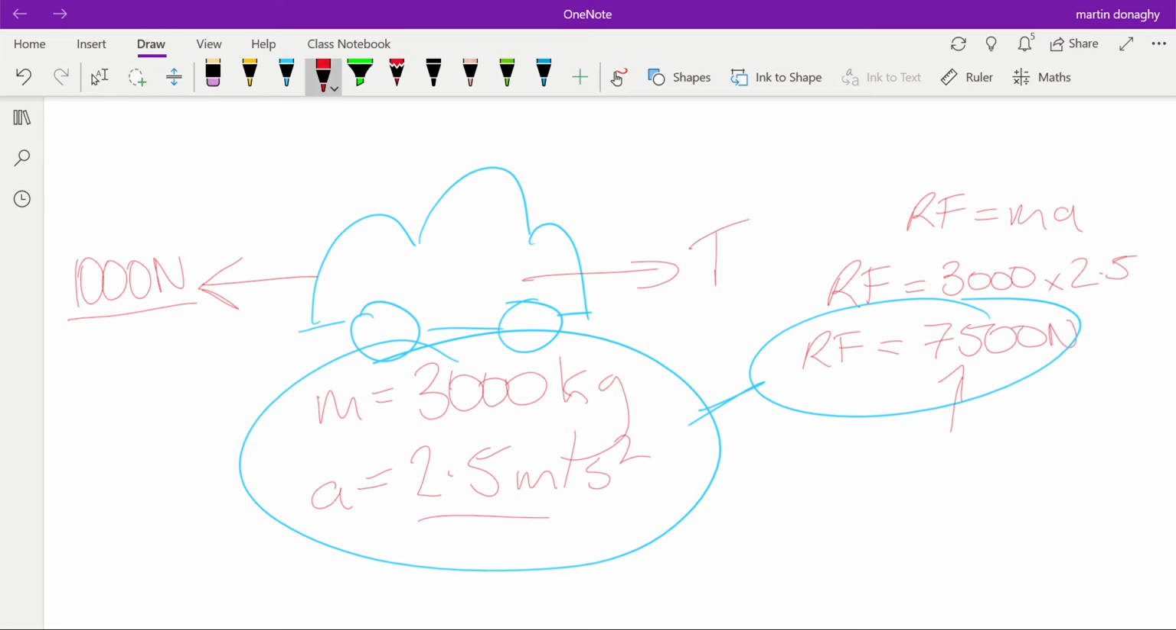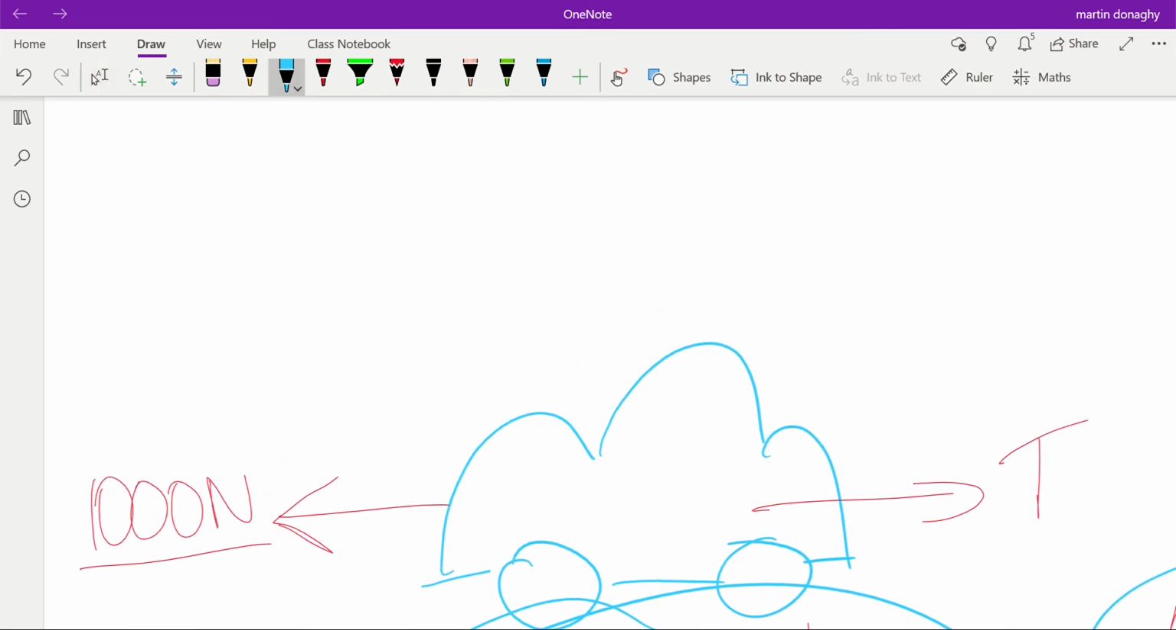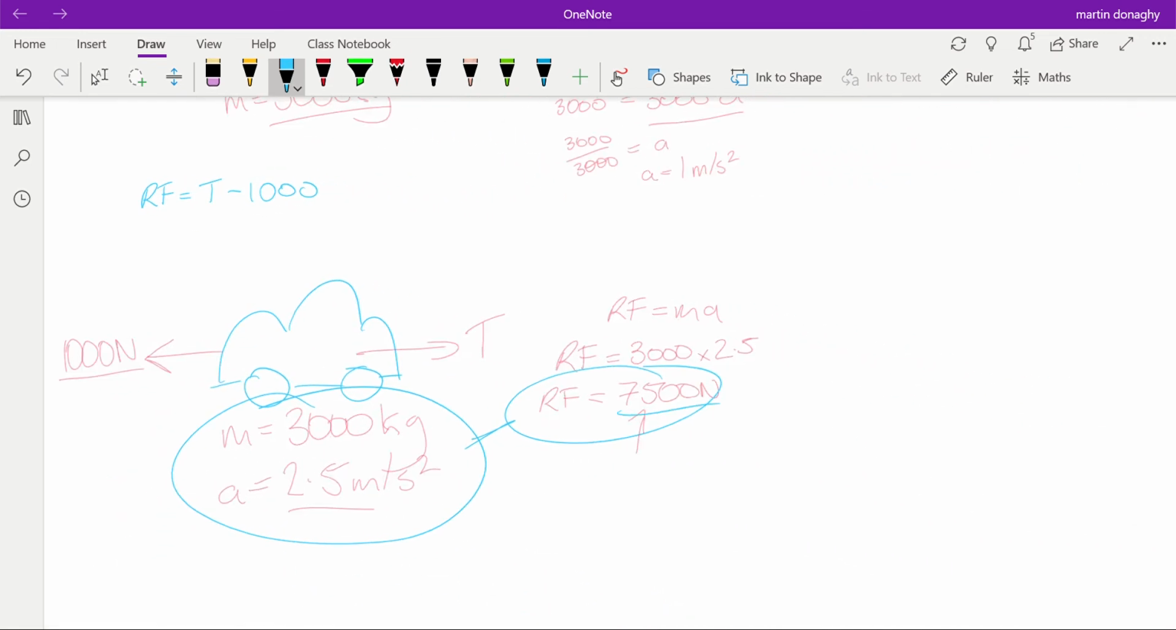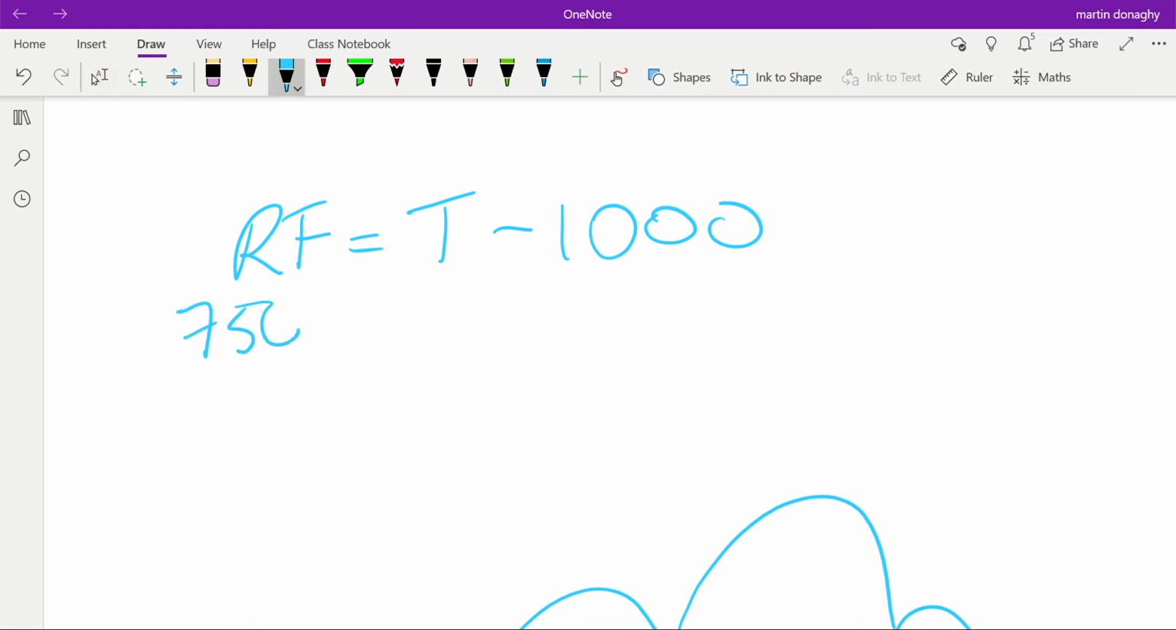And what I would do is I would just ignore all the stuff that we have done in our calculations. Just look at our car here, and I would just write a sentence saying the resultant force in that car is going to be the forwards force T minus the backwards force 1,000. Okay, but we worked out from Newton's second law that the resultant force needs to be 7,500. So I can write this out again, but I can put in the 7,500 for my resultant force is equal to T minus 1,000.